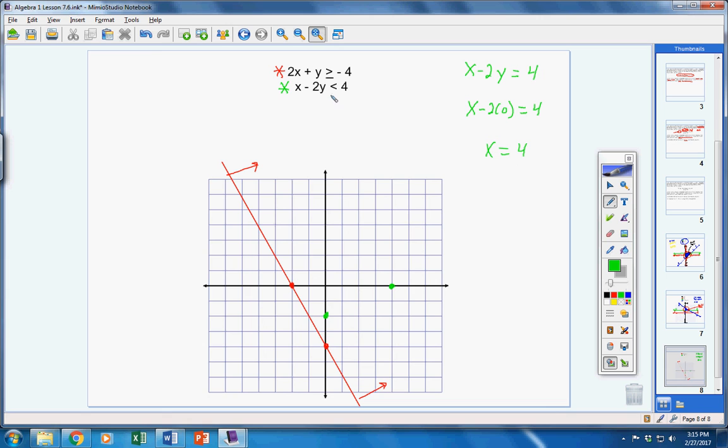Now this will be a dotted line because there's no equal sign here. Please don't forget to check that. Okay, that's one of the most common mistakes where students forget to see whether they have a dotted or a solid line. Alright. Please remember to do that.